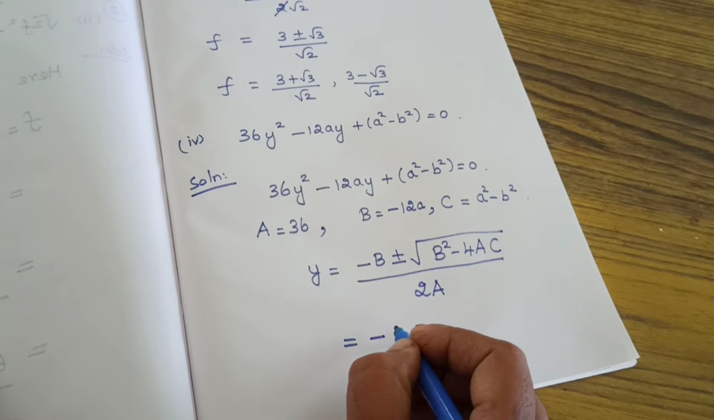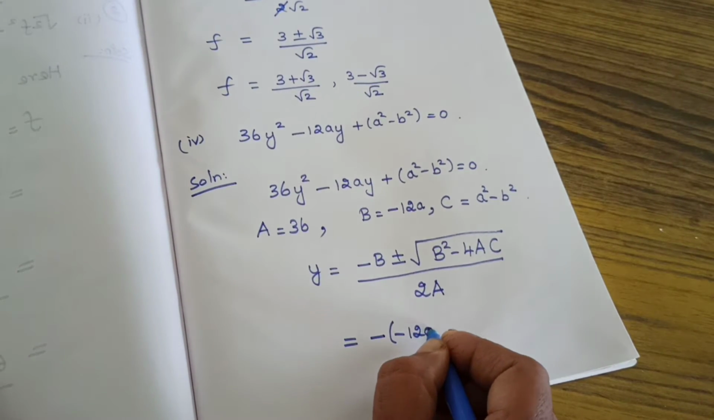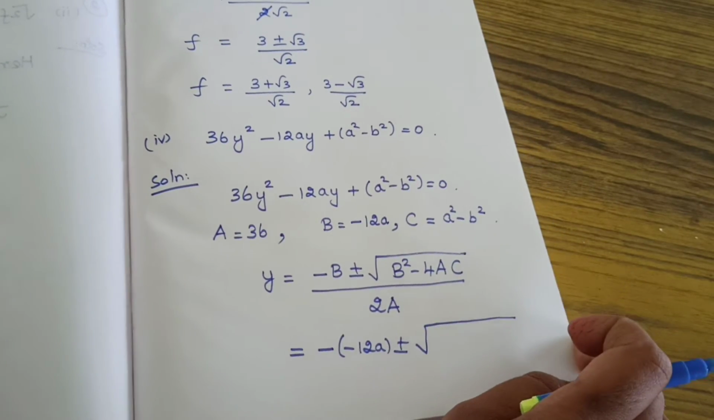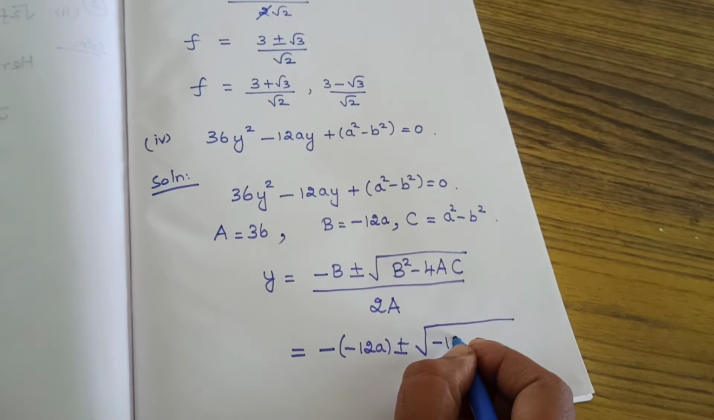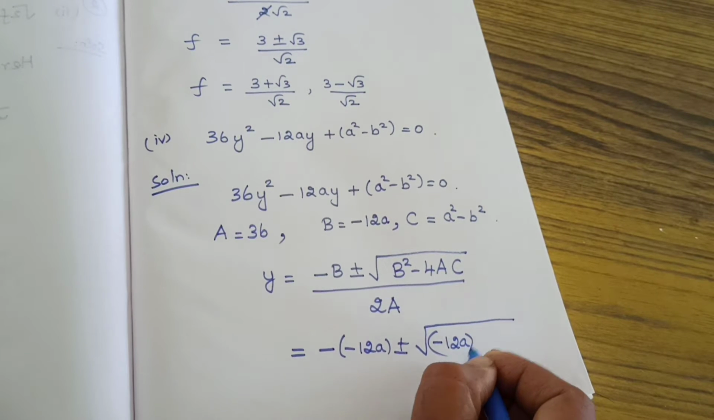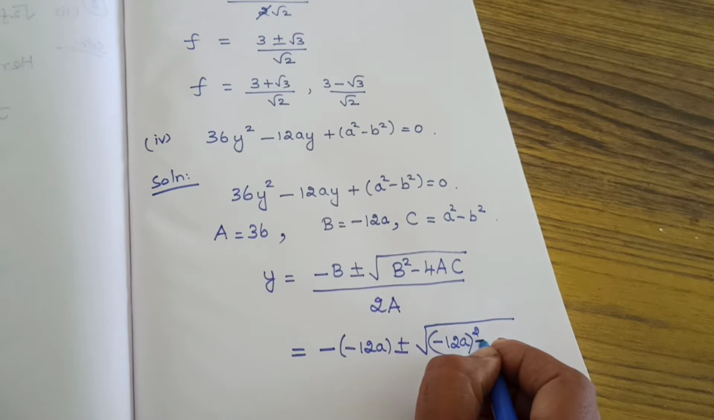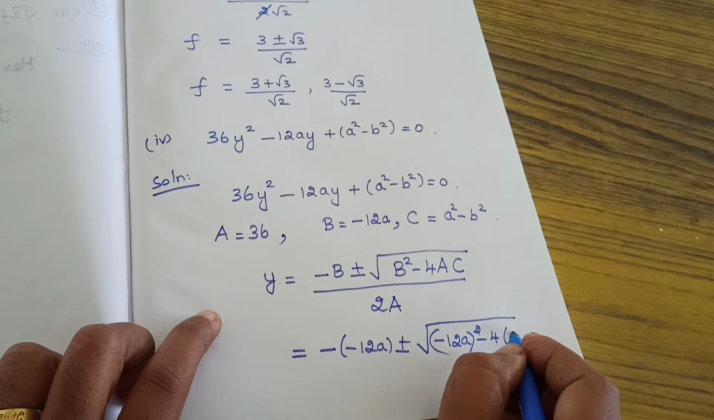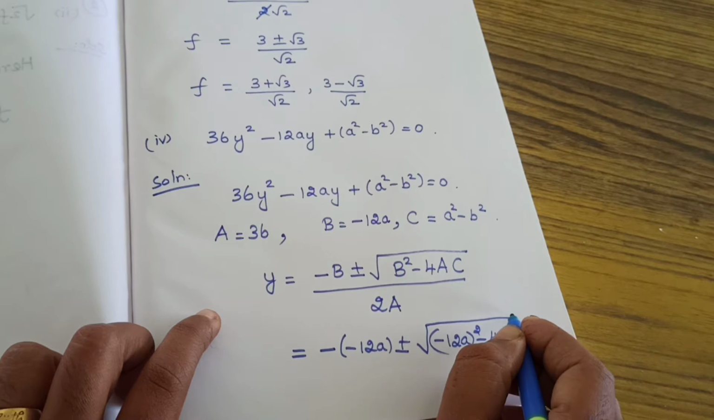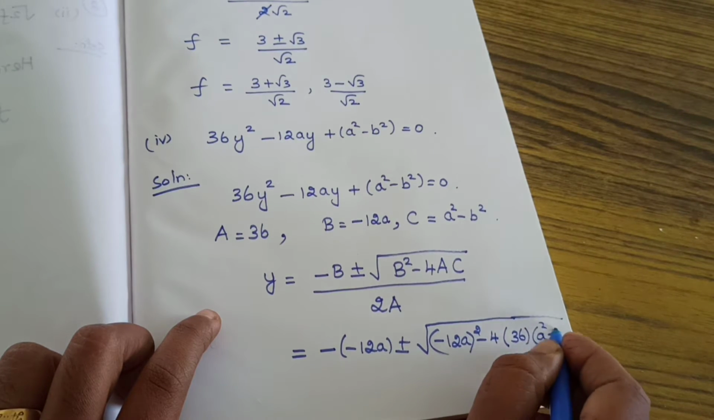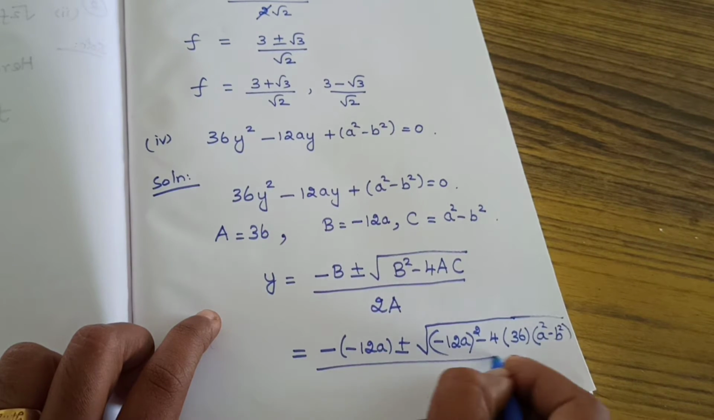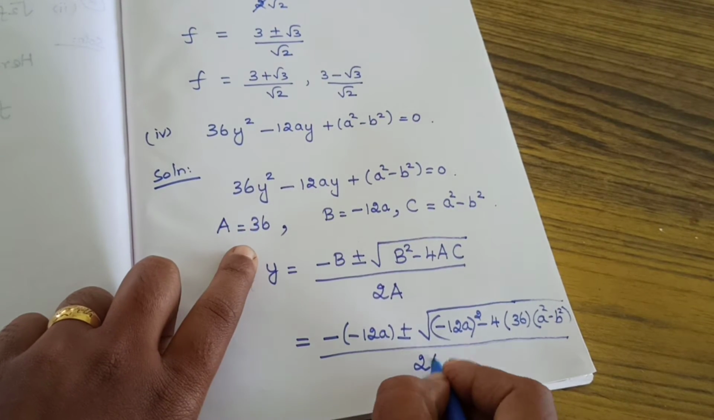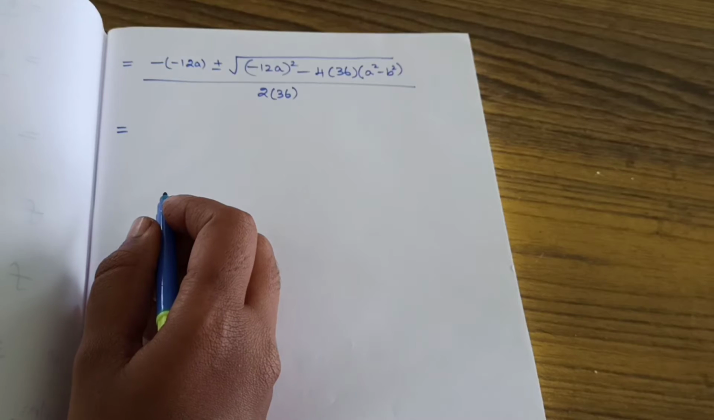Minus, what is B value? Minus 12a plus or minus square root of B square, so minus 12a the whole square, minus 4 into A into C. What is A value? 36. So 36 into, what is C value? A square minus b square. The whole divided by 2 into A value. A value is 36.